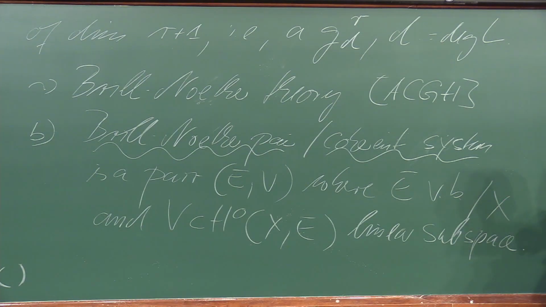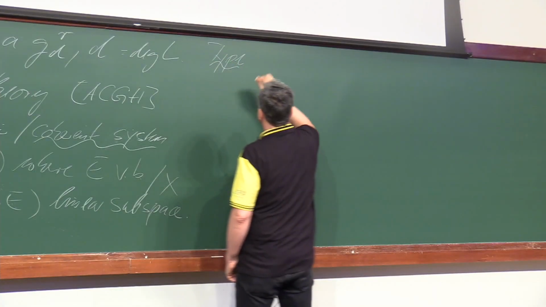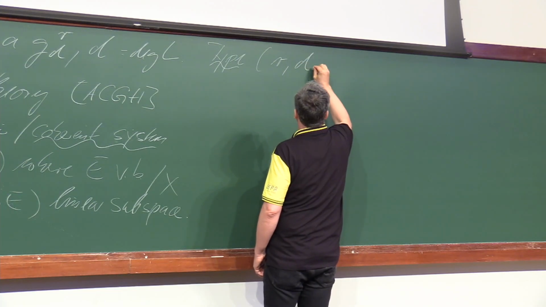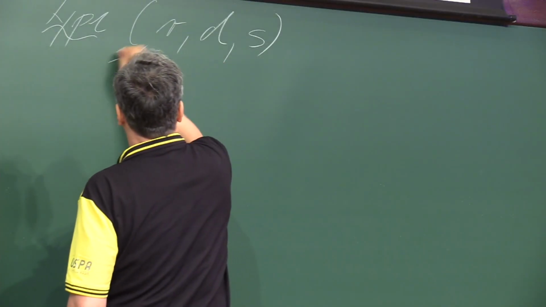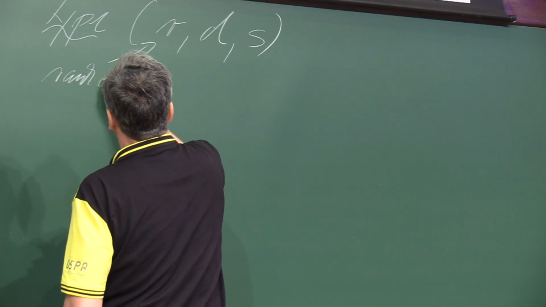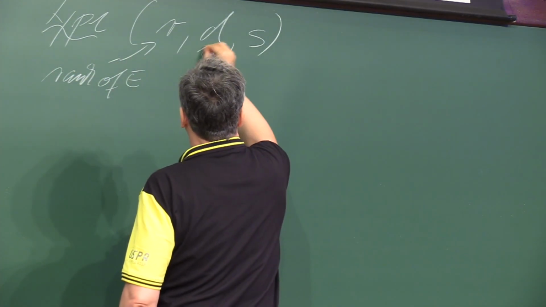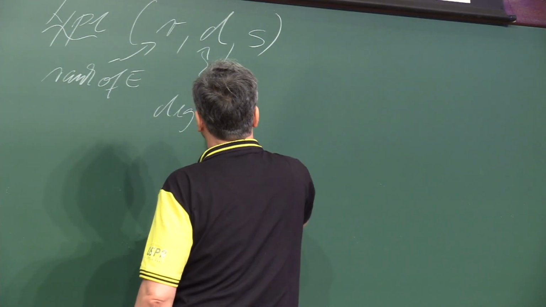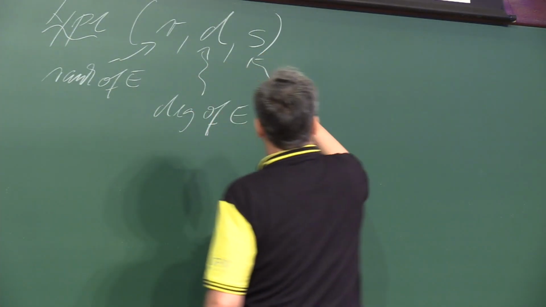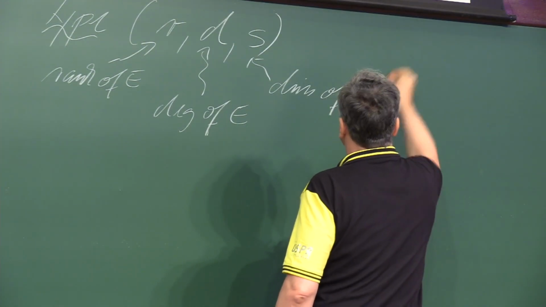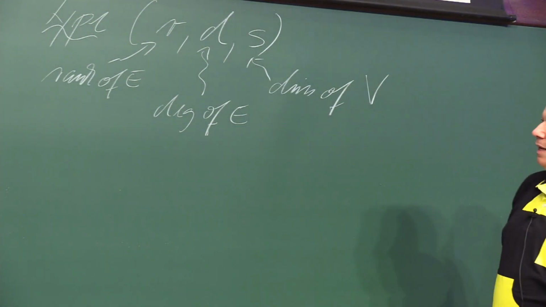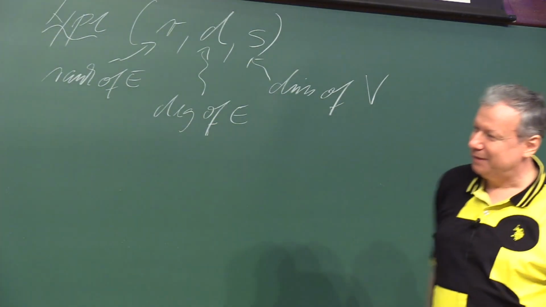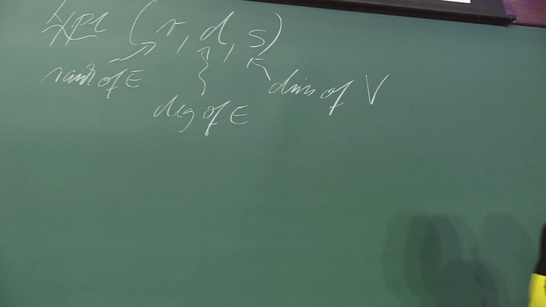And now you have a discrete invariant, which could be called type. And here R will be the rank of E, D is the degree of E, and S is the dimension of V. So the letters have slightly different meaning from before, but that G^R_D is just very classical. So I use this.